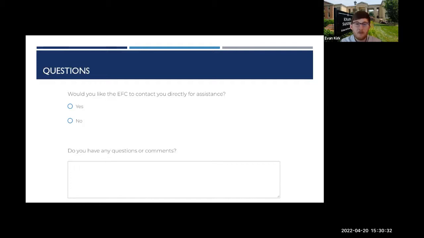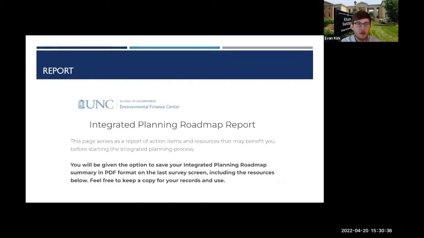And all of these have logic built into them. It's a survey tool called Qualtrics, and it's going to spit out a report to you that's specific to your community. And then that's going to have all the resources, and you'll be able to download that report as a PDF and have those links to click on and follow later on.